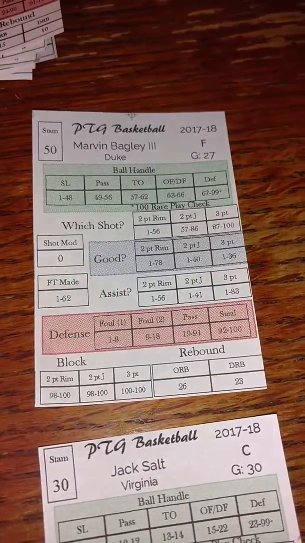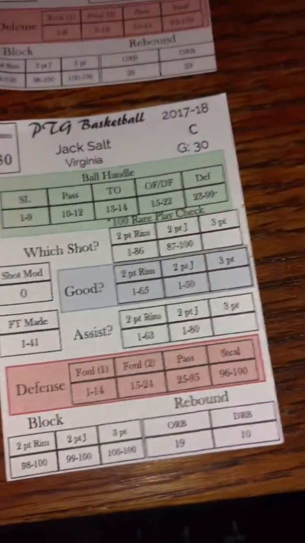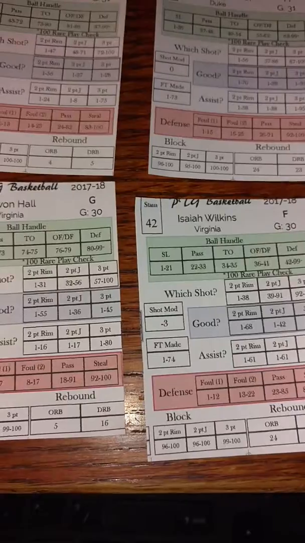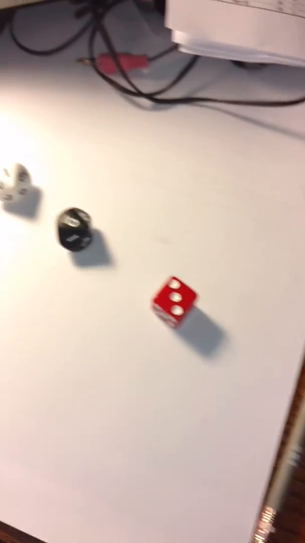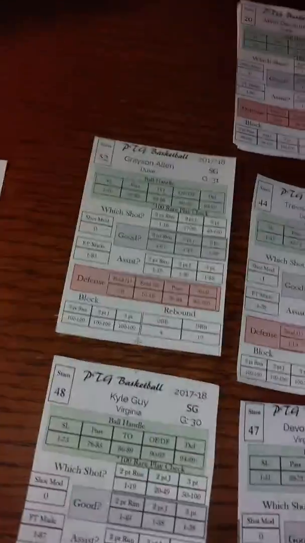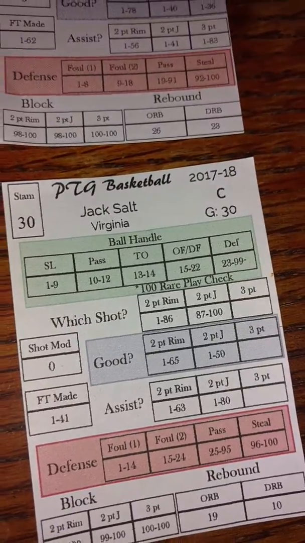So 1 to 25 plus Bagley's 26 is a 51 minus Jack Salt, only a 10, is a 1 to 41 chance of an offensive rebound. I rolled a 91, so Salt has a defensive rebound. He then starts with the ball. So I roll again, a 79. Look at Jack Salt.